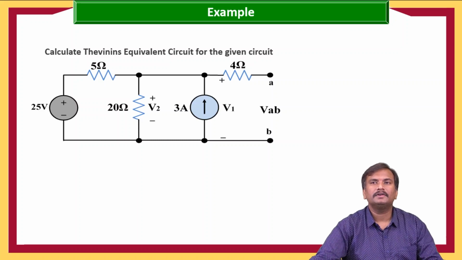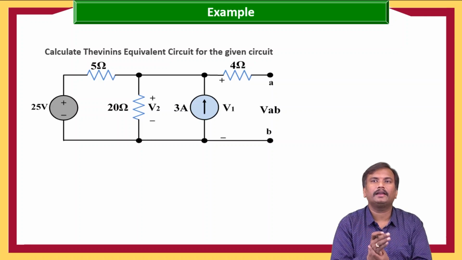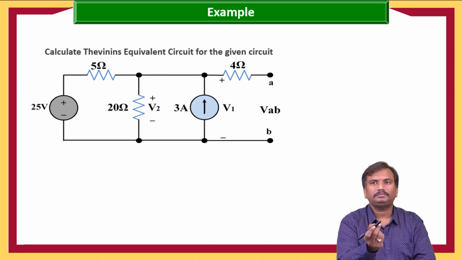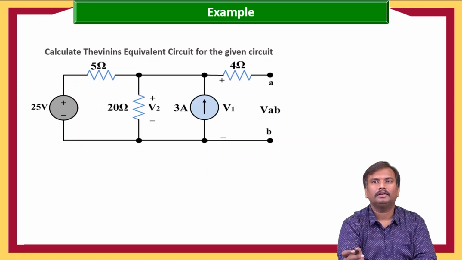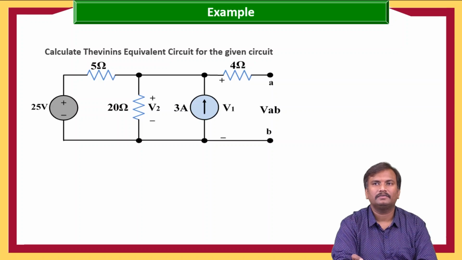That means we need to calculate what is VTH and what is RTH. In order to calculate VTH and RTH, the open circuited terminals are already given. When the open circuited terminals are given, we need to calculate the open circuit voltage first, that is nothing but the VTH.